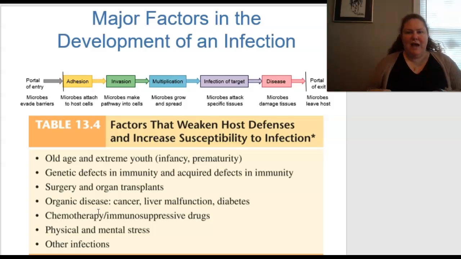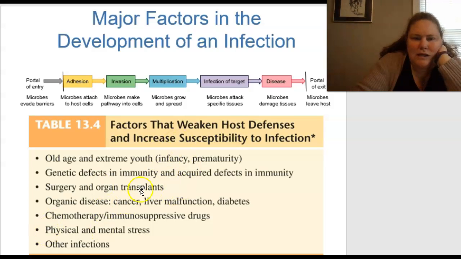So what are some major factors in the development of an infection? Well, this is table 13.4. These are factors that weaken host defenses and increase susceptibility to infection. Basically, our babies and our older people. That's why in the middle of this COVID thing, we were originally very concerned about infants and the elderly, because they tend to have weaker immune systems. Therefore, they can become more susceptible to infection.